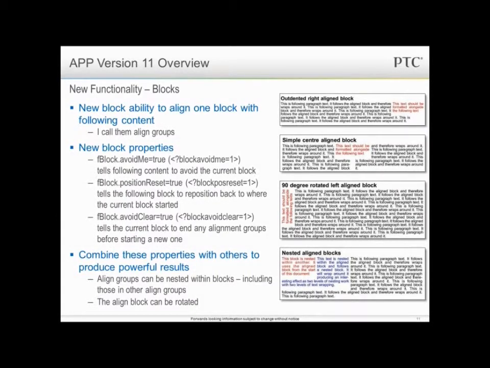Avoid me tells the following block to avoid the current block. You can turn that off if you want to and see what happens: the content can overlap each other and crash into each other. The position reset equals true option tells the following block to be repositioned to the start position of the current block. That's how you can get the following block to appear alongside it.